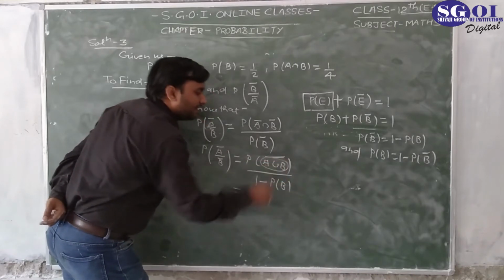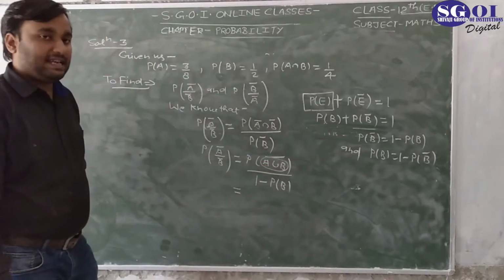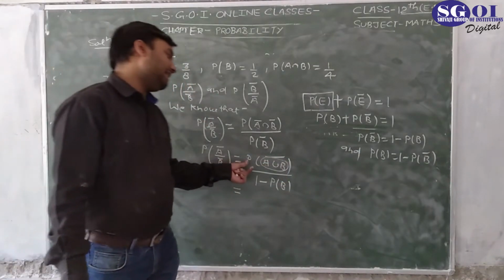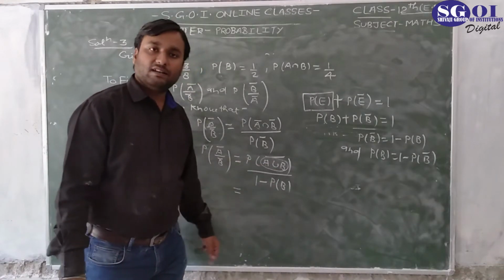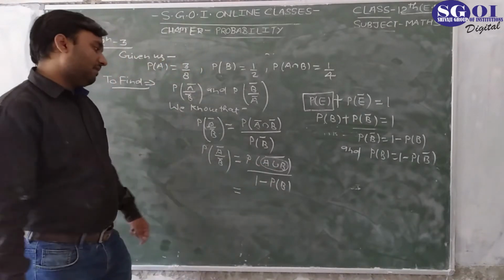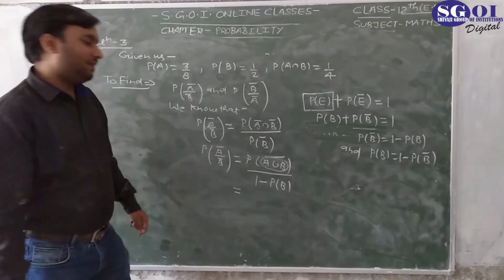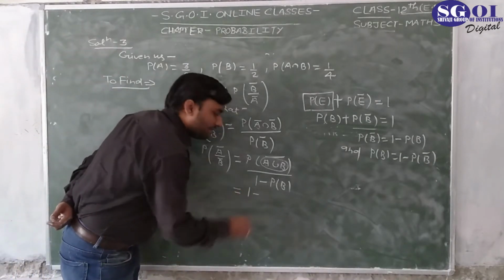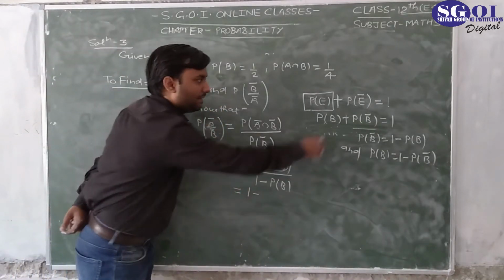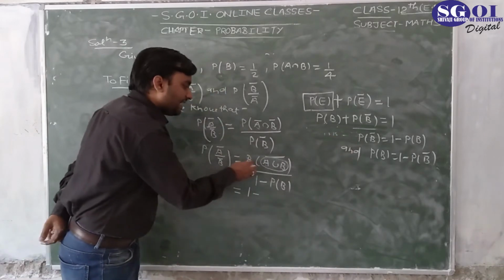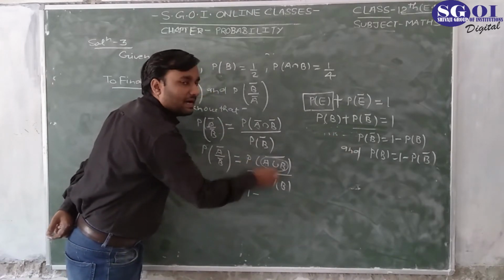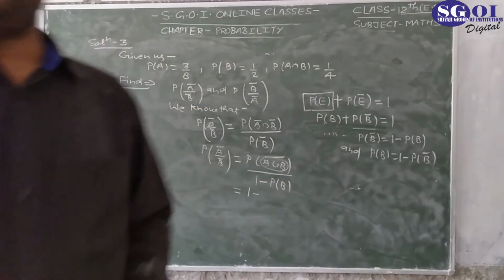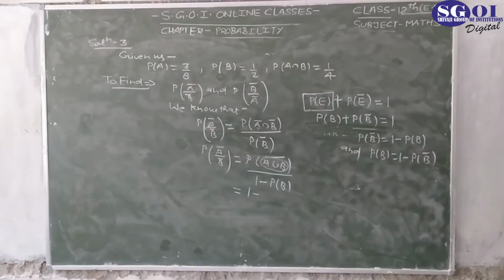And similarly, in this way, we can write probability of A union B. If you read A union B as A, then you can read it probability of A bar. So what can we write probability of A bar? We can write it 1 minus probability of A by this formula. So we can write probability of A union B whole bar is equal to 1 minus.